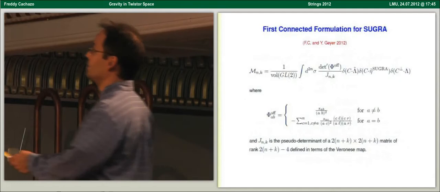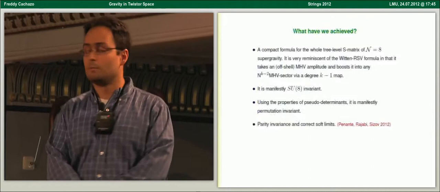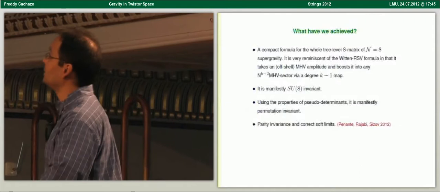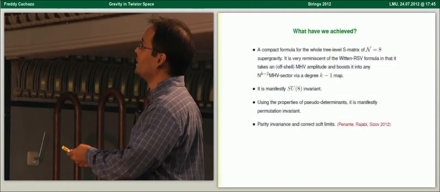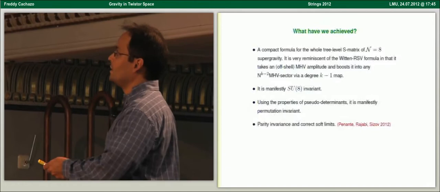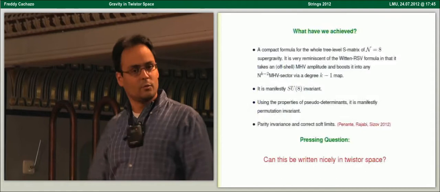So what have we achieved at this point? Well, we have a compact formula for the whole tree-level S-matrix of N=8 supergravity. It's very reminiscent of the Witten-RSV formula in that it takes an off-shell MHV amplitude and boosts it to any k sector. It's manifestly SU(8) invariant. And using the properties of pseudo-determinants, it is manifestly permutation invariant. Parity invariance and soft limits have also been checked recently. What else do we want from this formula?